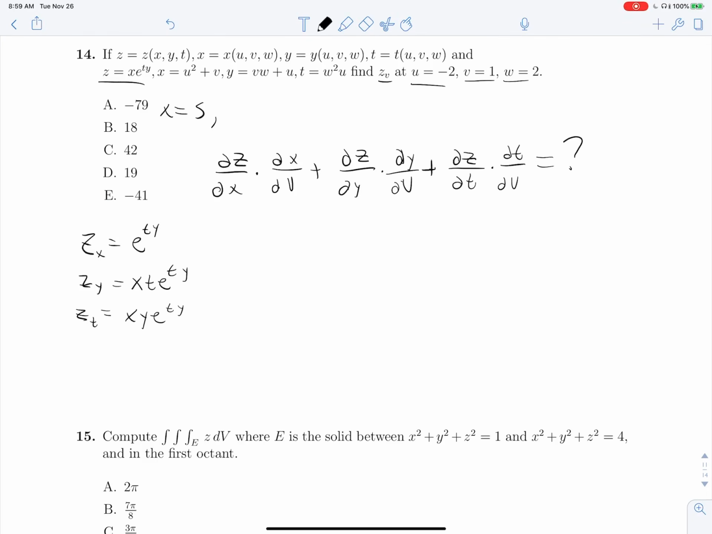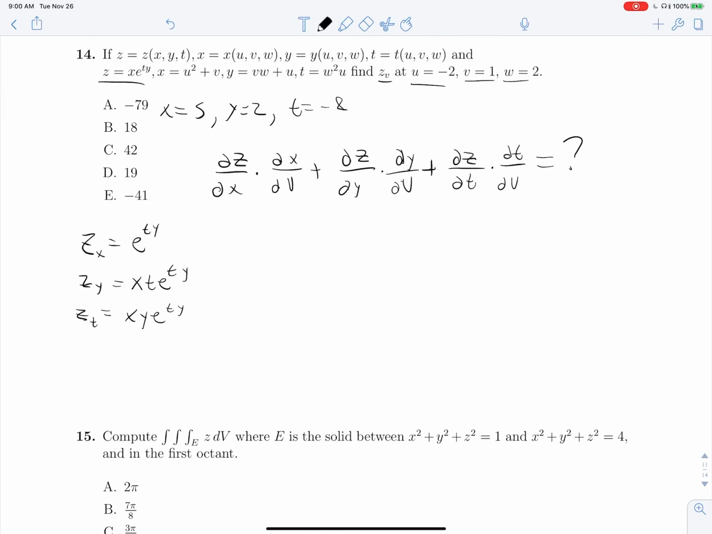y is vw. That will give us y equals 2. And t is w squared u, which is going to give us, looks like -8. Yep, t equals -8. So over here we can go in and solve. Did I screw one of these things up? x is 4, 5. y is 2. Okay, we should be good.